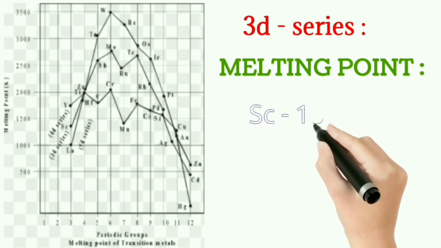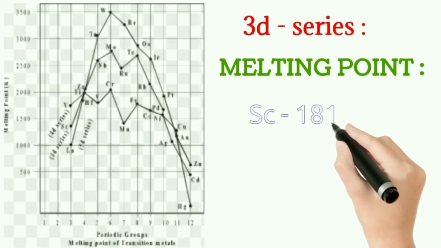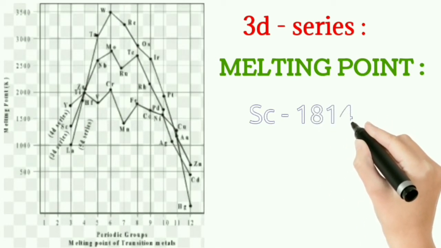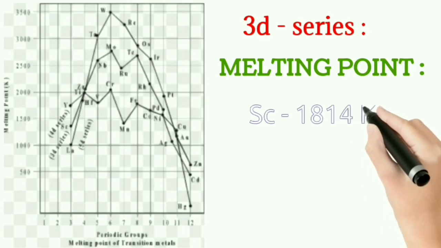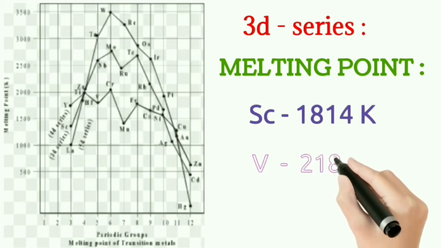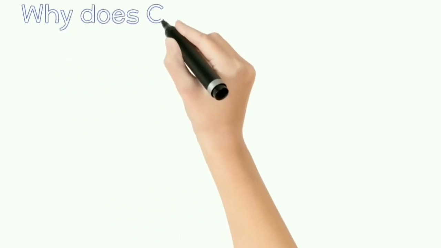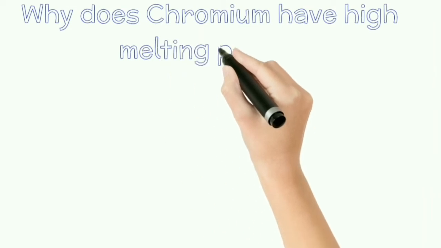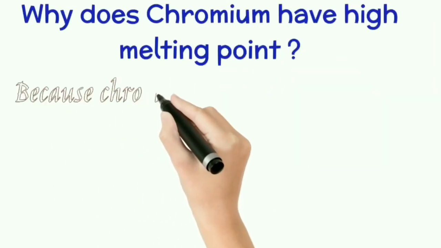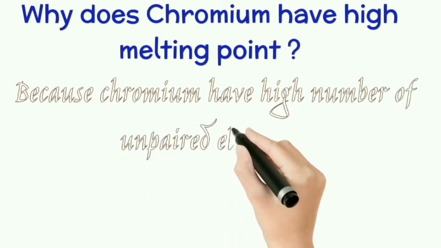1814, you can say 1814 Kelvin. That is the melting point of scandium. Next to that it's little maximum for the vanadium, that is 2183 Kelvin for vanadium. Okay, scandium, vanadium. Chromium also close to the vanadium, 2180 Kelvin. Got it? Okay, so now let's see why this chromium has maximum melting point, 2180 Kelvin. Why does it have this much melting point?